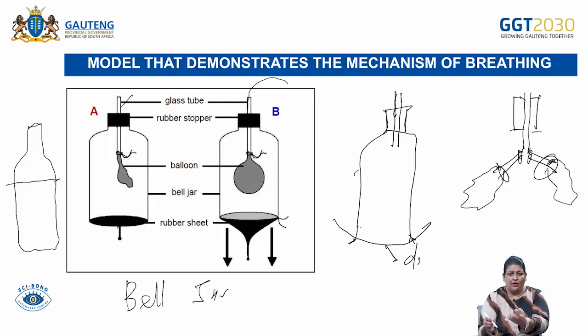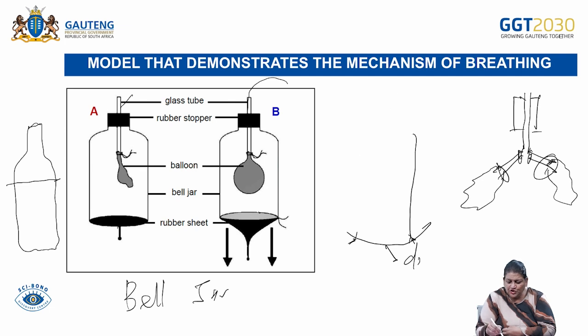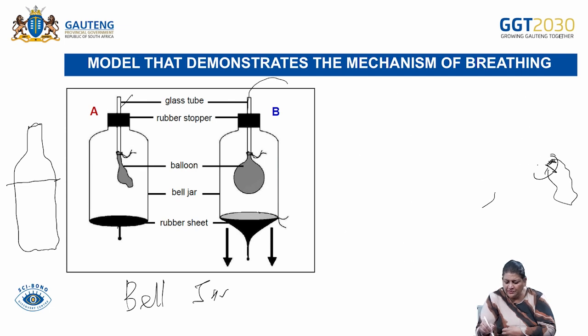and you'll see now, because air pressure is going to be higher outside, it's going to draw air in. Why? Because you are pulling the diaphragm down, so your pressure inside here decreases, and the pressure outside is higher, and air will move in. So this apparatus is actually showing us what? It is showing us how to actually use a bell jar to demonstrate the breathing mechanism.